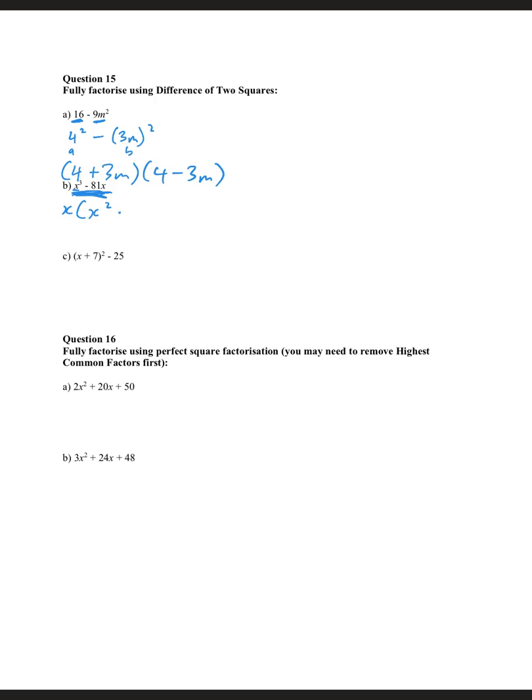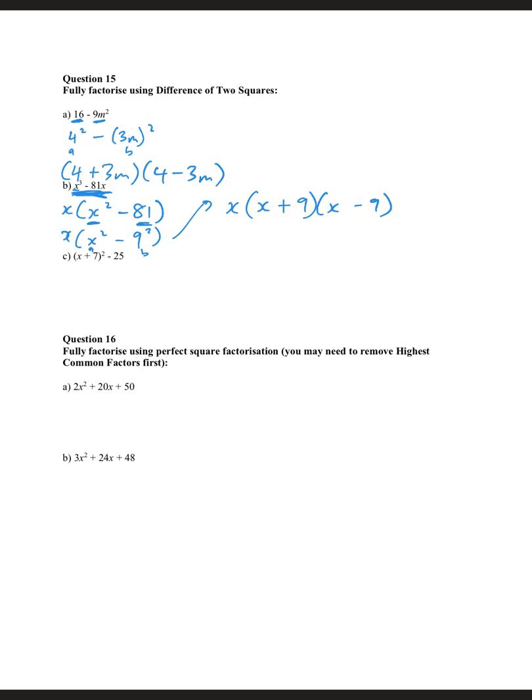You're going to have x squared take 81. Now we have a difference between two squares here. You've got x is squared to get itself, and what do you square to get 81? 9 squared. So that is your A, that is your B. So it's going to be x plus 9, x minus 9.